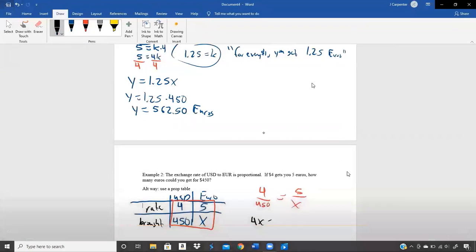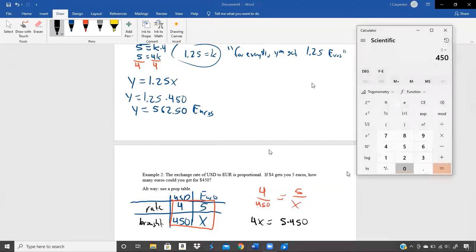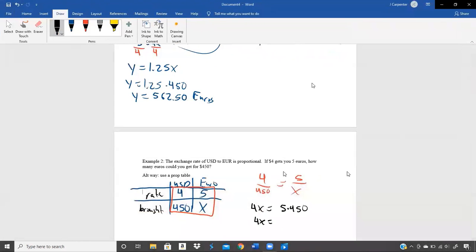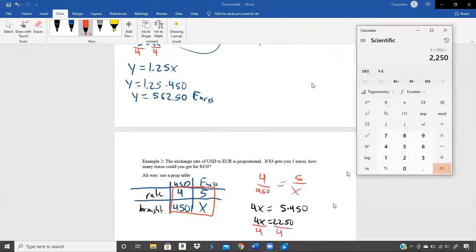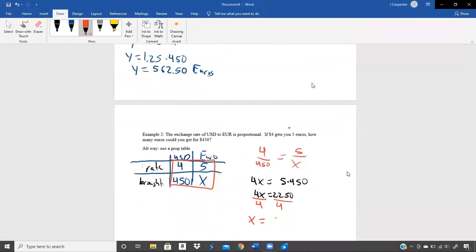You're going to cross multiply. You're going to get 4x is equal to 5 times 450. If you do 5 times 50, you'll get 2250. So you get 4x is equal to 2250. You'll divide both sides by 4. When you put that in your calculator, divide by 4. Look at that, you get 562.5. The same exact answer. How can you tell what units it is? X was here, that is in euros. Same answer.